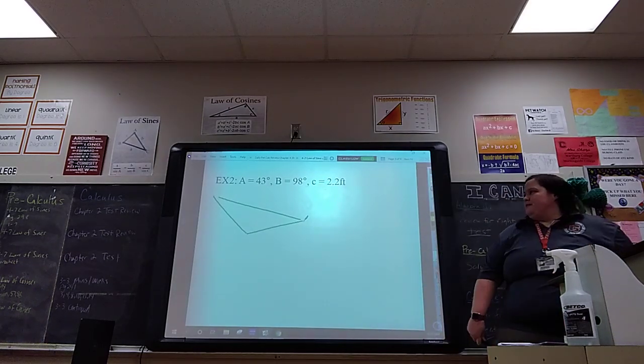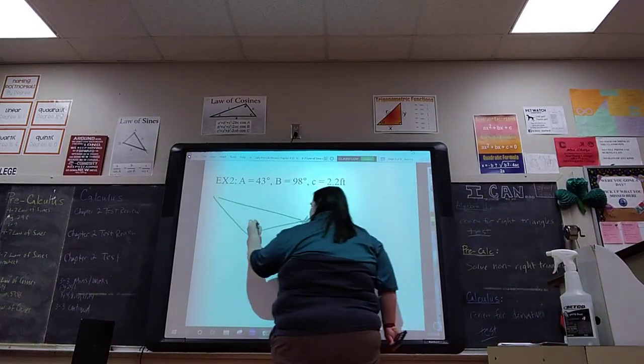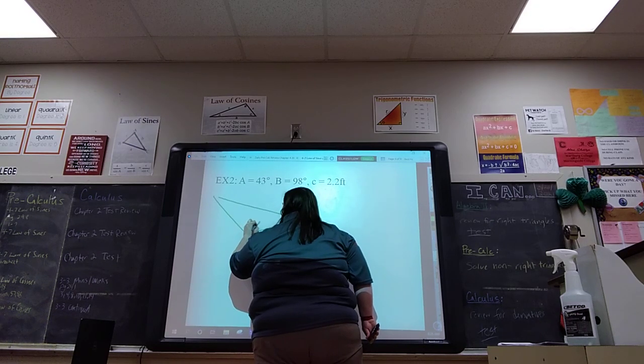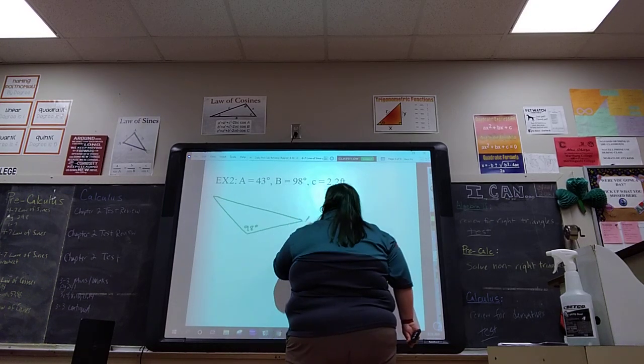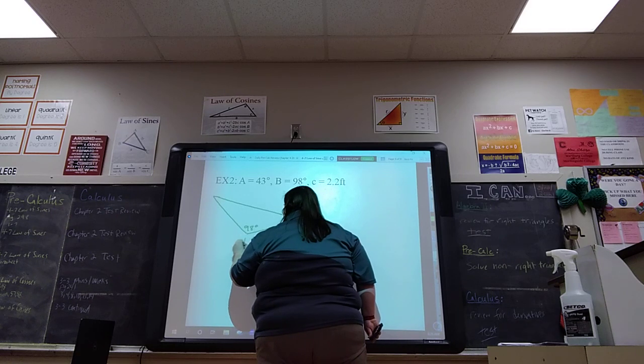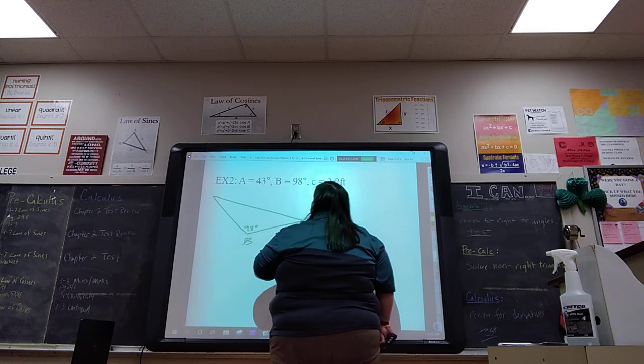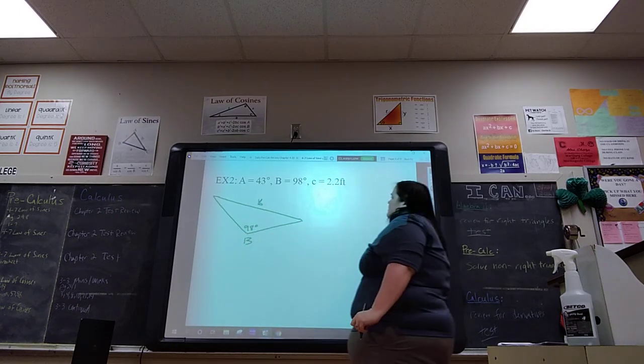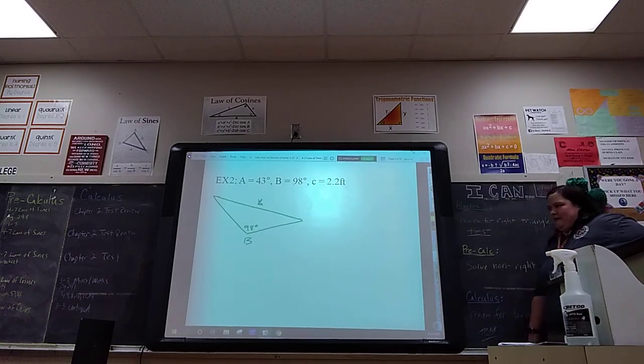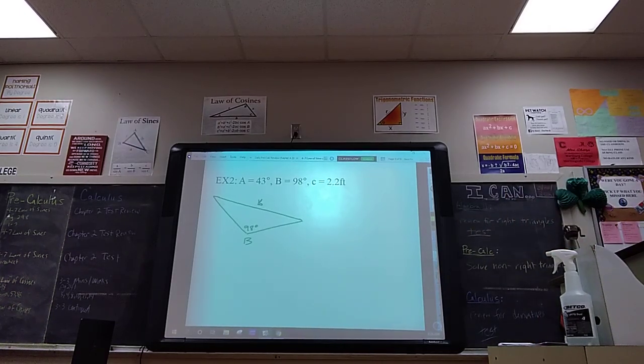I do like the visual. So we've got 98 degrees as our biggest angle, so I'm going to put it down here. I need to draw the same triangle each time. It doesn't matter. So I don't know side B this time, so I'm labeling that angle B. So side B is across, a unit, so that's one of the sides we don't know.